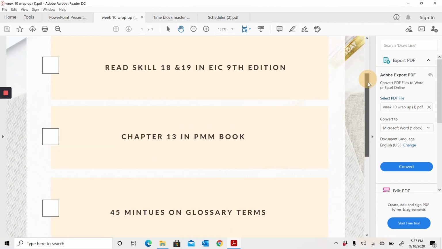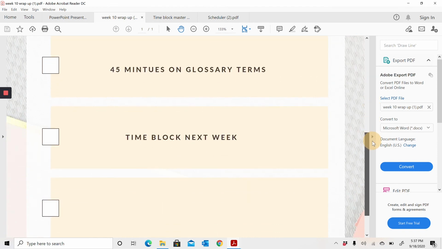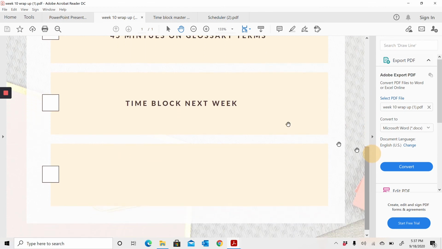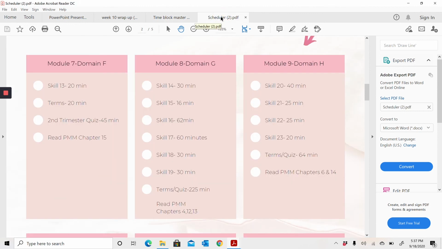Okay, so skills 18 and 19 are done. We read chapter 13 in the PMM book and then focused on the last of those glossary terms. Yay. So next week, we are into H. We are on page 3 of 3 for the time block master sheet. For domain H, we're going to spend 2 weeks in domain H. So for next week, let's do skills 20 and 21, and then we're going to read our PMM book, chapter 6. Skill 20, the video is 40 minutes. Skill 21 is 25 minutes. And then chapter 6 of our PMM book.